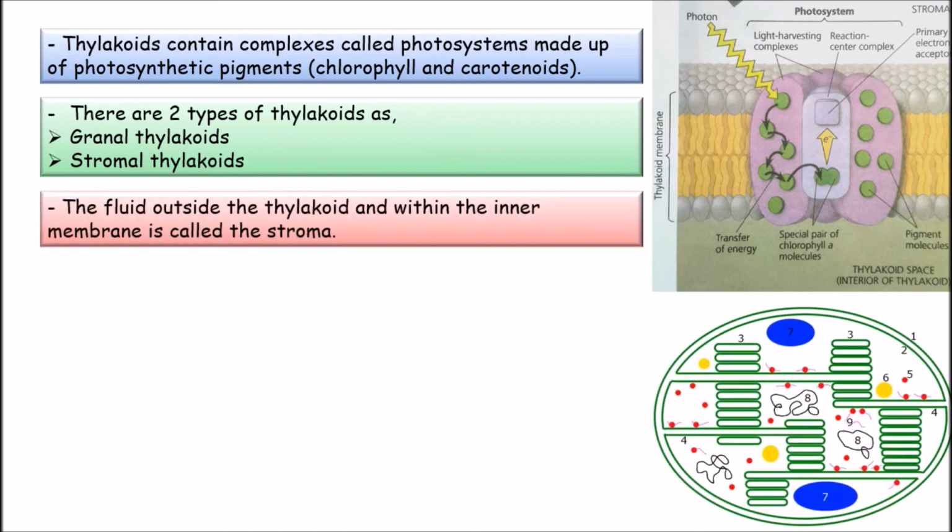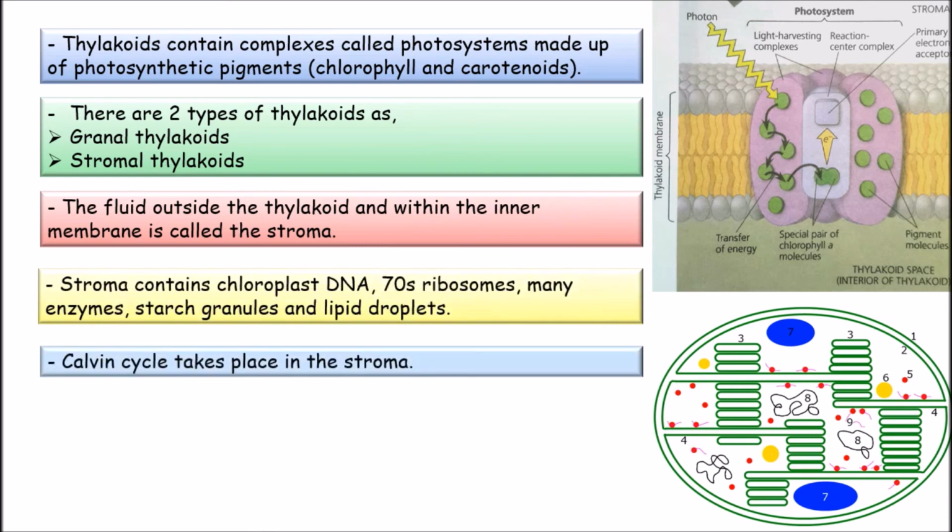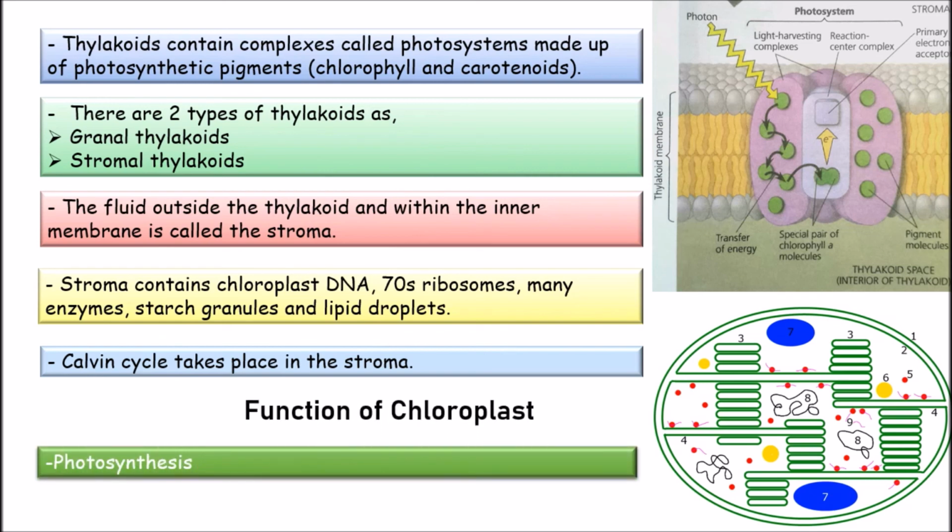The fluid outside the thylakoid and within the inner membrane is called the stroma. It contains circular DNA, 70S ribosomes, many enzymes, starch granules and lipid droplets floating in the stroma. The Calvin cycle of photosynthesis takes place in the stroma. The main function of the chloroplast is photosynthesis. We will discover more about photosynthesis in future videos.